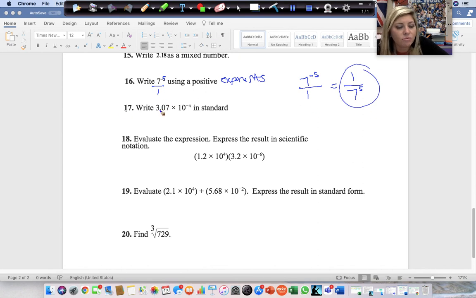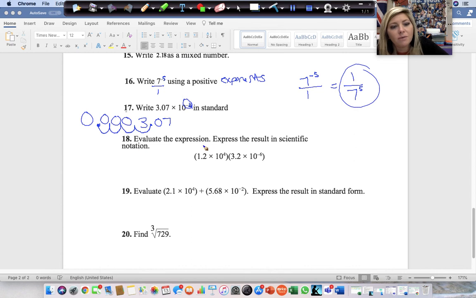Okay, it wants us to write 3 and 7 hundredths times 10 to the negative 4th in standard form. So again, we're starting with 3 and 7 hundredths, but then we have to move our decimal 4 to the left because it's negative. 1, 2, 3, and 4. And then I'm going to put empty buckets. Okay, so Coach Gregson had a little trick here. If you count your zeros, we got 4 zeros, and there's a 4 here. And the negative means to the left. You got 4 zeros to the left.